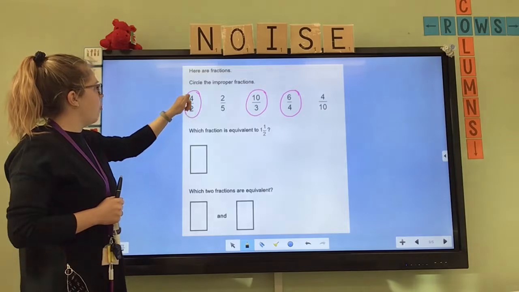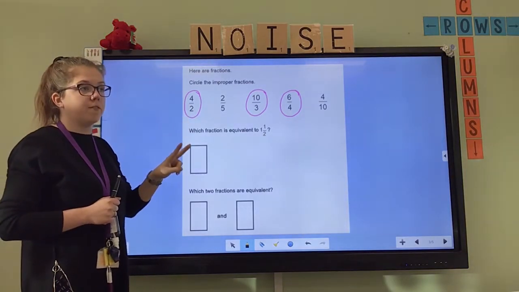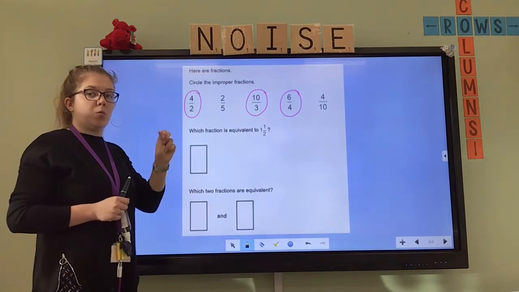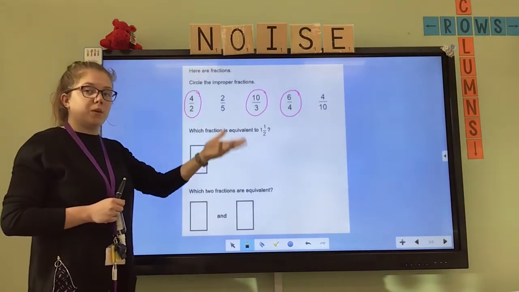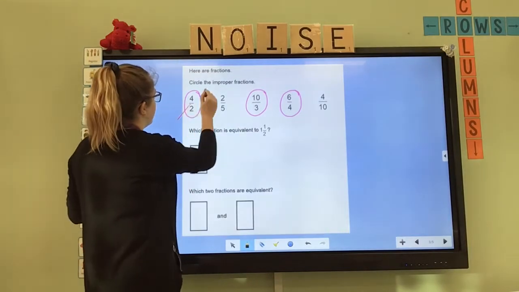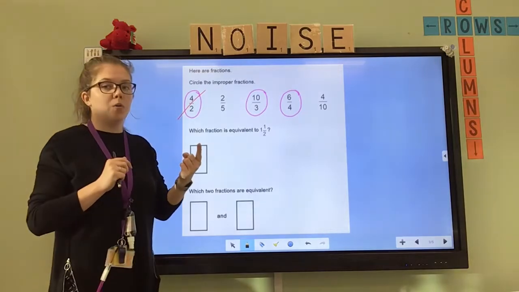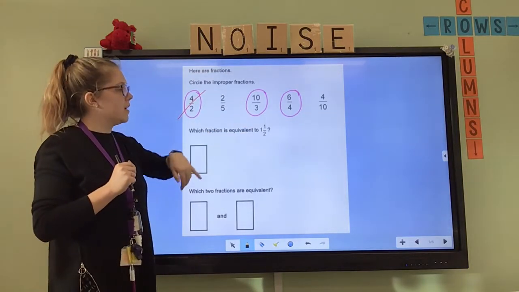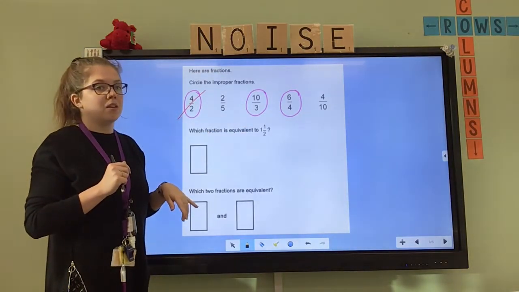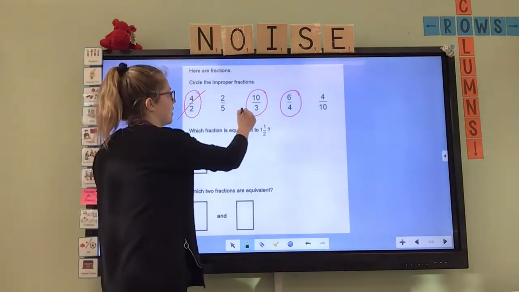And 4/2 I know is equivalent to 2 wholes, because if we've got 4/2, 1 and 2 is 1 whole, 3 and 4 is my second whole, so it's not going to be that one. So I can discount that one. 10/3, again, we only need 1 whole. So how many lots of 3 can we get out of 10? And we go 3, 6, 9. That's going to be at least 3 wholes, so we can discount that one.